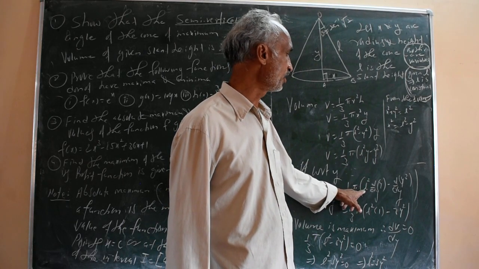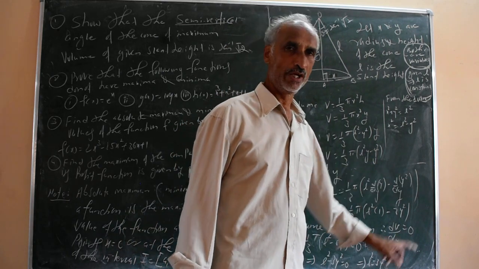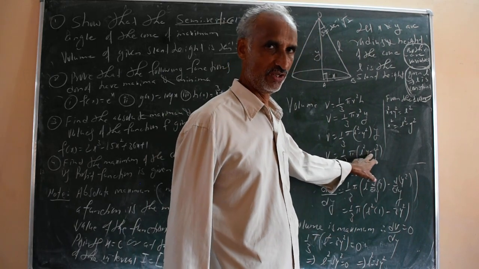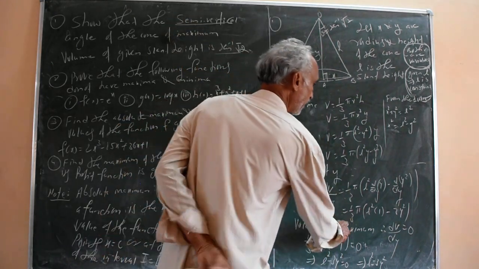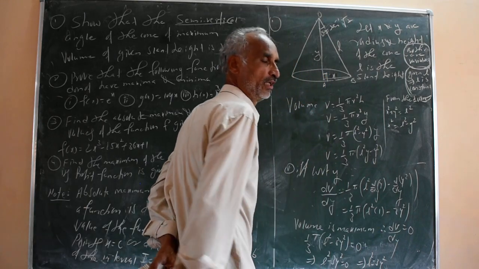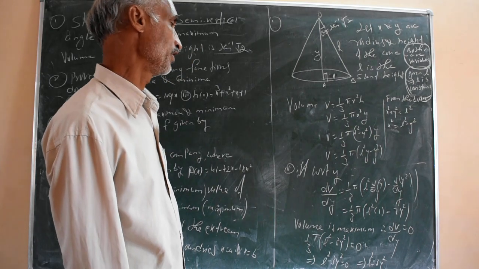In that one, L square is constant: d by dy of y minus d by dy of y cube. Whenever plus or minus is there, you have to differentiate each and every term by keeping the constant outside. The differentiation of y with respect to y is 1, and the differentiation of y cube is 3 into y raised to 3 minus 1, which is 3y square.